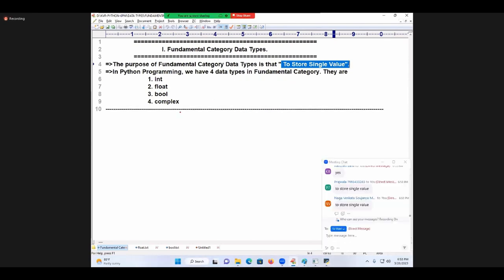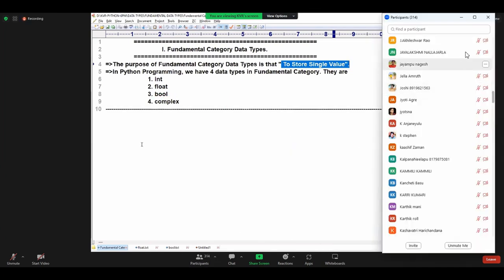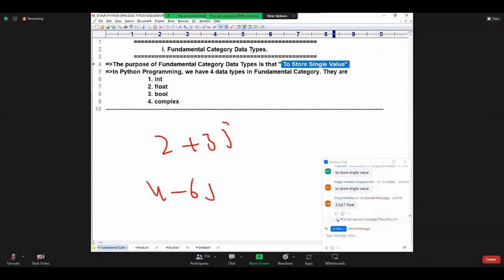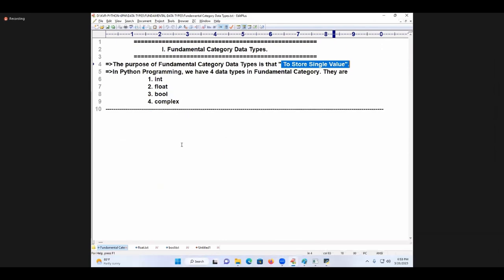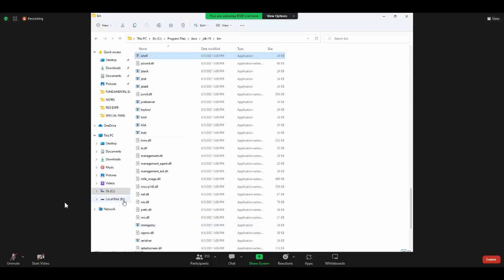Float. Next is called True, and next is called what? False. These are all called what? Bool. Next is called what? 2 plus 3j and 4 minus 6j. These are all called which type? Complex types they are called. Are you understanding? This comes under which category? Fundamental category. Very good.